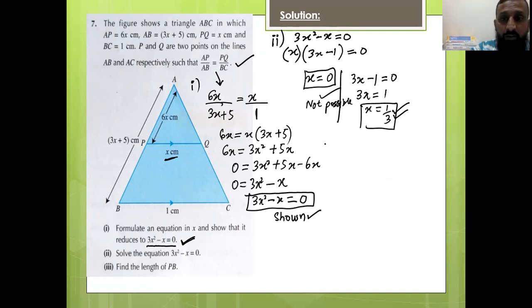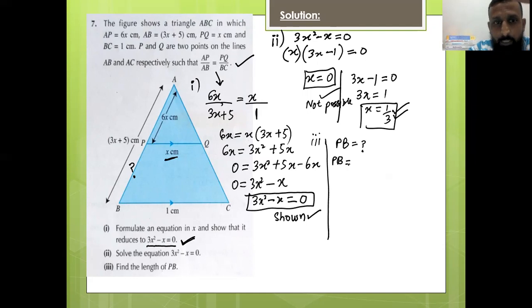Now we have another part, part 3. And what are they asking us? In part 3, they are asking us to find the length PB. Length PB. Now what is length PB? Length PB is basically this length. I'm putting a question mark here. So length PB is the difference of the length AB minus PA. So I'm writing it here.